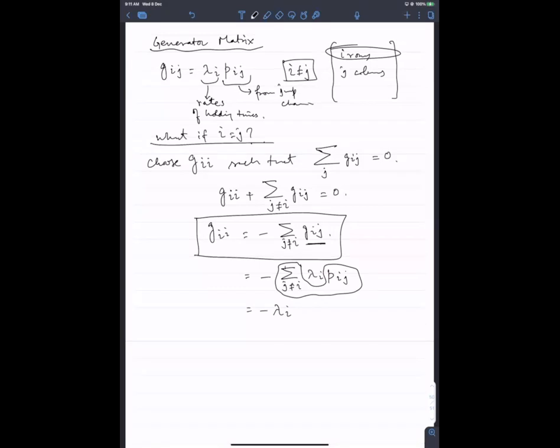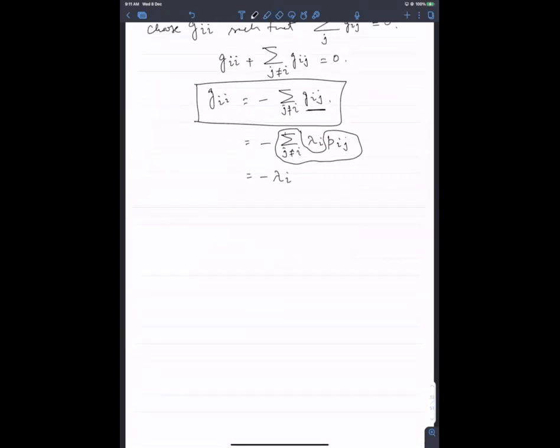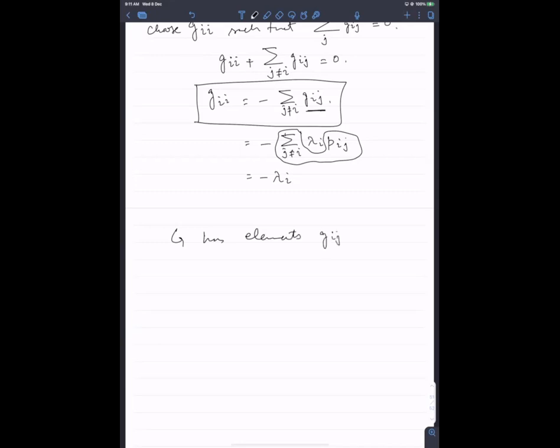So आपके पास ये generator matrix एक आ गई है. So generator matrix G has elements Gij, such that Gij is equal to lambda i Pij if i not equal to j. And if i is equal to j, this is simply equal to minus lambda i. Okay.